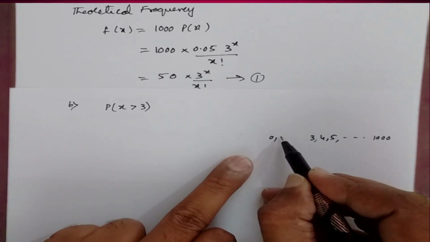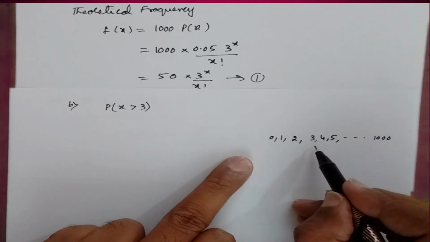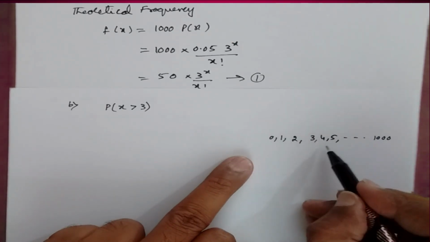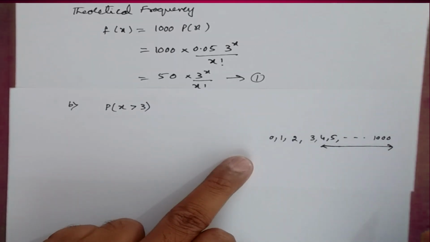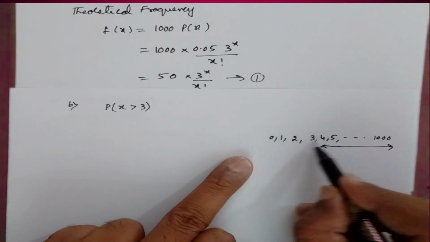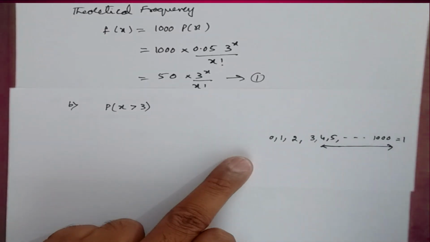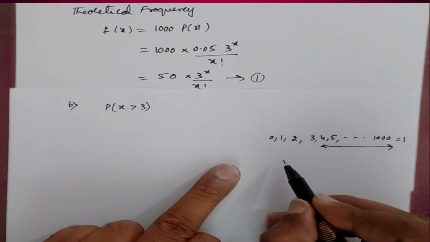So 0 accidents, 1 accident, 2 accidents, 3 accidents. If I go in the reverse way, what we want is greater than 3, which means from 4 onwards up to 1000. We know that p plus q will be equal to 1. The sum of all the probabilities will always be equal to 1. This result we already know. So we'll go the other way.